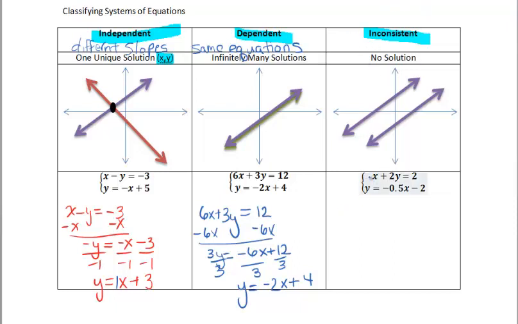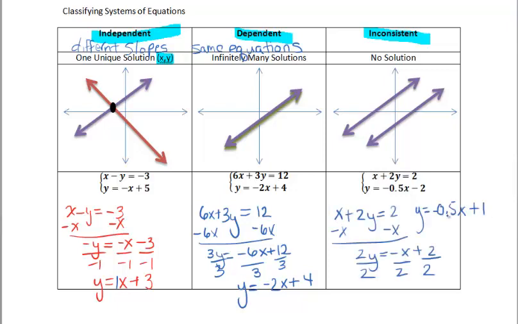Inconsistent then, if I solve this first one for y, this time I see my slopes are the same, but my y-intercepts are different. Same slopes but different y-intercepts mean that they will start at different places, but they'll have the same rate of change. That will always give me parallel lines.